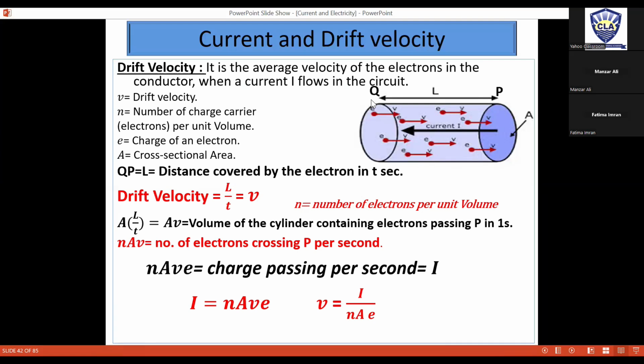The volume of the container where the electrons are passing point P in 1 second is AL over T, area into length divided by time. Here L over T is velocity. So I just have replaced L over T by V and I get the formula AV. This is the volume of cylinder containing electrons passing point P in 1 second. If I multiply with N, which stands for number of electrons per unit volume, if I multiply AV, that is the volume, by N, I get number of electrons crossing point P per second.